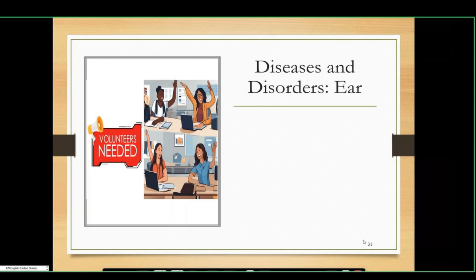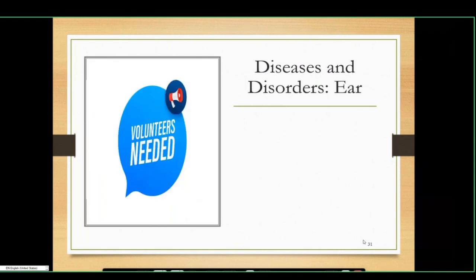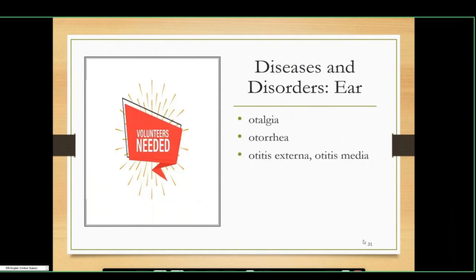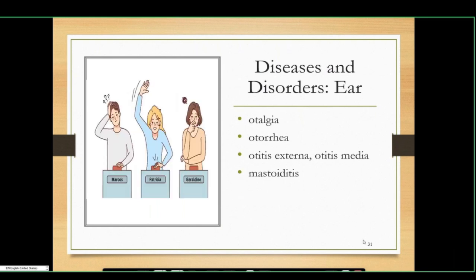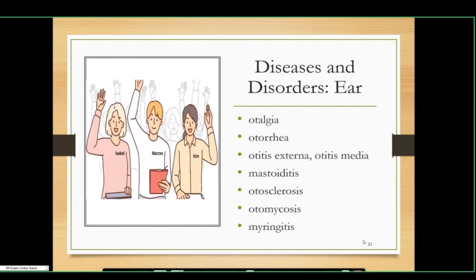We need a couple of volunteers to determine the meanings of the following terms by analyzing the word parts: otalgia, otorrhea, otitis externa, otitis media, mastoiditis, otosclerosis, otomycosis, and myringitis. One volunteer at a time, please.